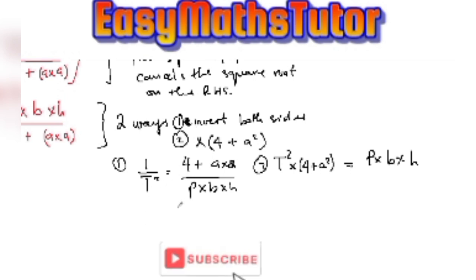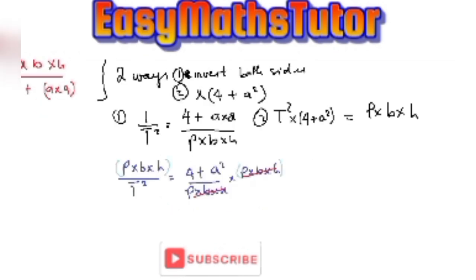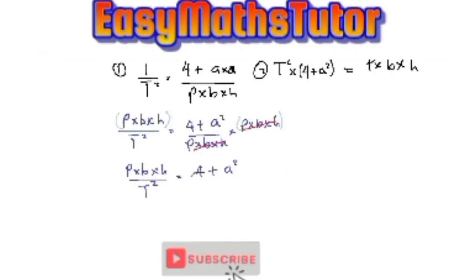So the first way, we are going to multiply both sides by pbh in order for us to remove pbh from the right hand side, leaving us with pbh over t square equal to 4 plus a square. Now cancelling out pbh on the right hand side, we are left with pbh over t square equal to 4 plus a square. Now we're left with this.